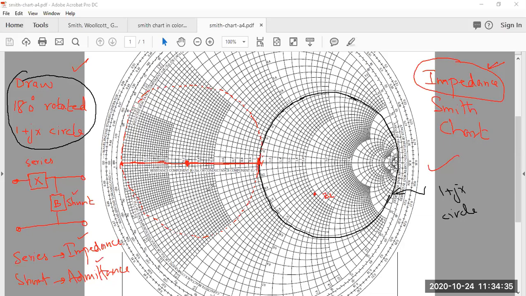Once you do that, what will be the next step? We have already located ZL. Now, how are you designing your circuit? If you remember, there is a load connected at the output of this circuit. So this is our ZL. We are right now at this point, and on the Smith chart we are at this point.